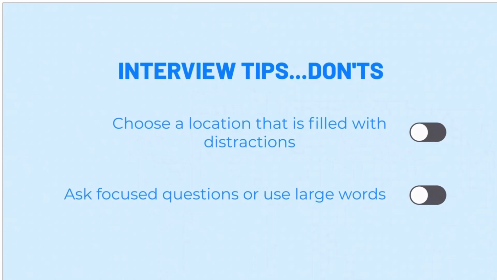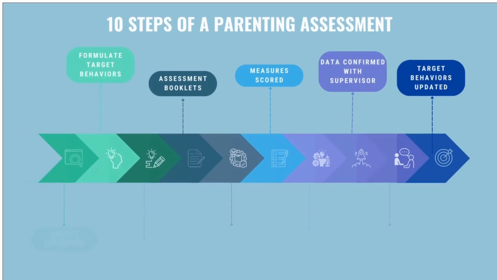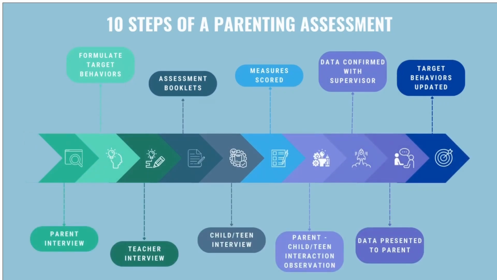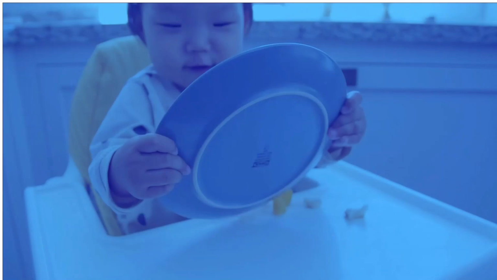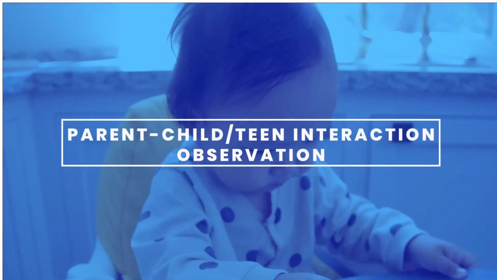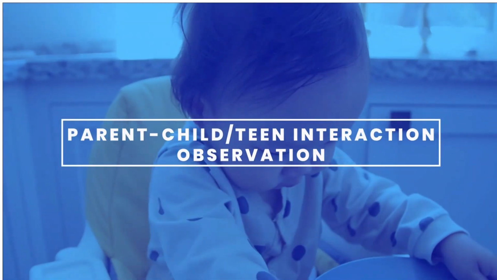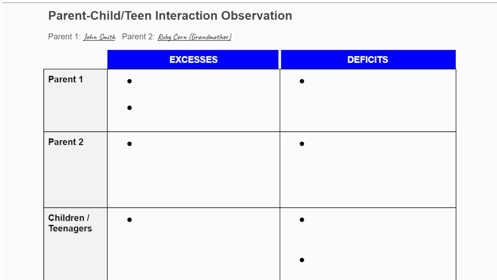We move back to our timeline, and now we will look at one that is possibly more difficult for some, and that is the parent-child/teen interaction observation. As with the other forms, the parent-child observation is in the chart, and for our cases, it looks something like this. It's in the data summary booklet.